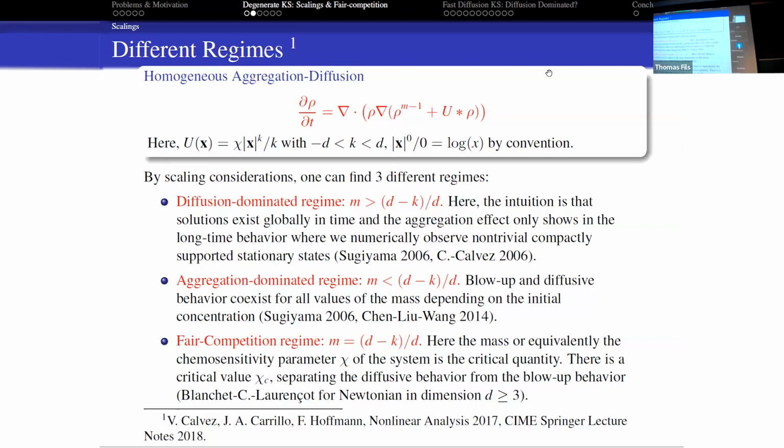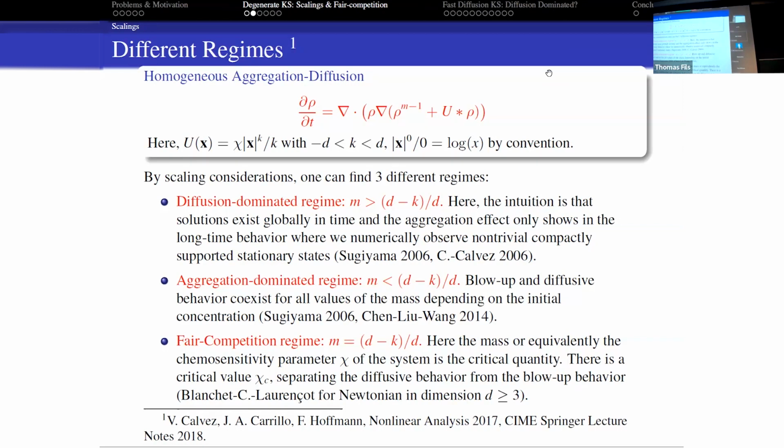And it was known, at least in one particular case, the case in which you had the Newtonian potential. I did a work with Blanchet and Carrillo years ago for the Newtonian potential, which corresponds to k equals 2 minus d with this notation. In that case, with the corresponding m, we saw that there is a critical value of chi separating the different behaviors. If chi is larger than chi c, you have finite time blow up. While if chi is less than chi c, you have global solutions. The asymptotic behavior is somehow a bit different between that case and the chi less than chi c case, but I will explain that later if I have time.